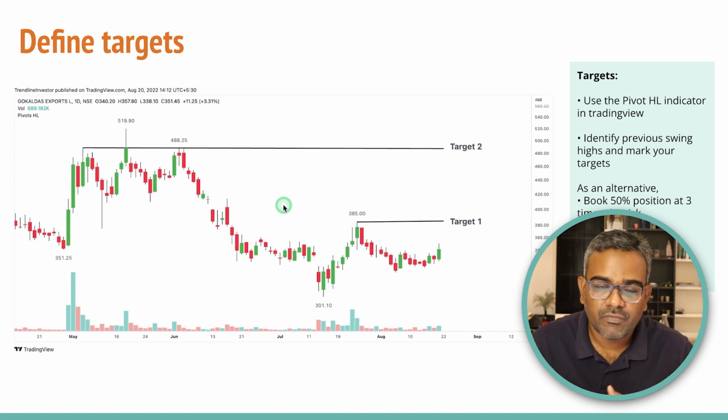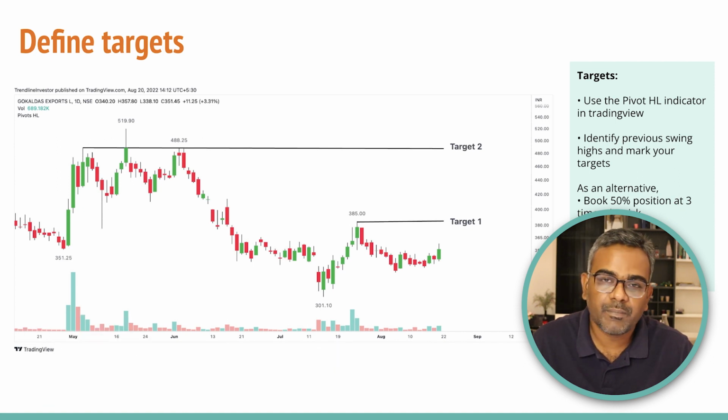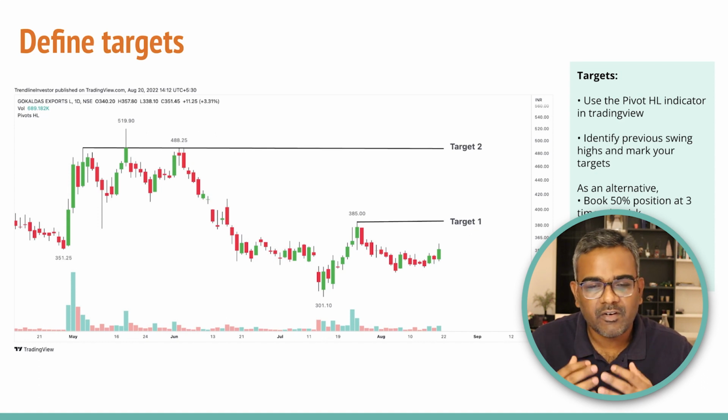Now, as an alternative, if you don't want to wait for the price to come around the zone, you can also try to book 50% of your position at 3 times the risk. For example, if your stop loss is 10%, then try to book 50% at a 30% return. And then you can trail the stop loss on the remaining position using any indicator that you want. You can use Supertrend, you can use moving averages, whatever you want. Okay. And then you book your stocks whenever the target is reached, and you try to trail your stop loss for the remaining position. So that's a very simple confluence support strategy that I use, reversal from confluence supports.